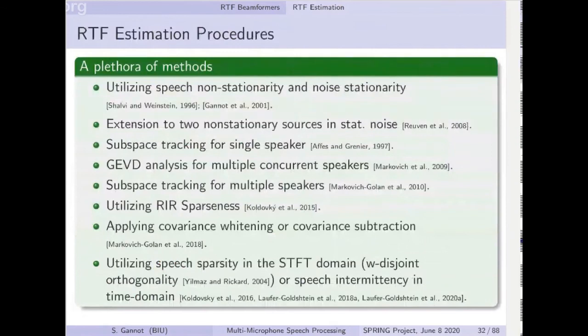There are many algorithms to estimate the room impulse response from 2001 on. The paper in 1996 was not in speech processing. All these papers are dealing with RTF estimation. It's quite an active field of research. I would not get into all of them, but some of them I will explain later when I explain more specific algorithms.